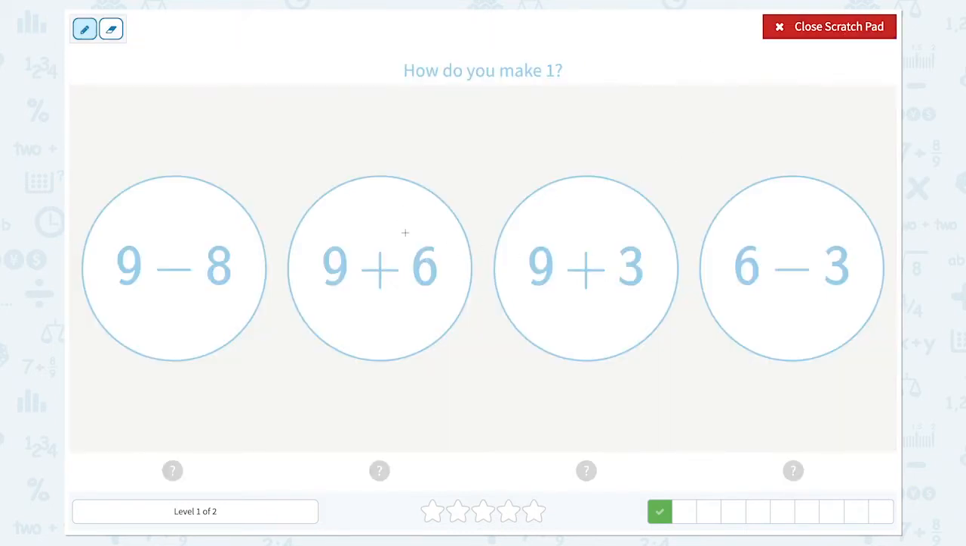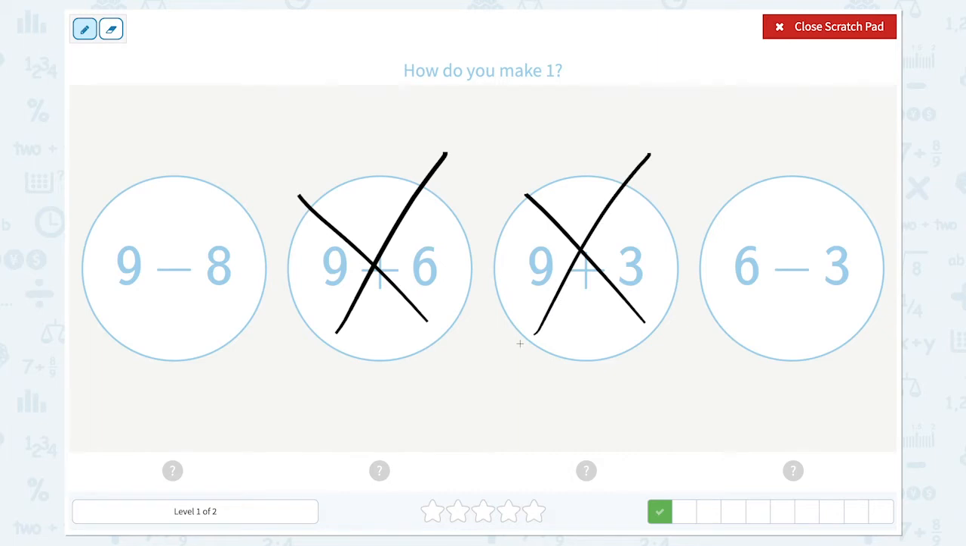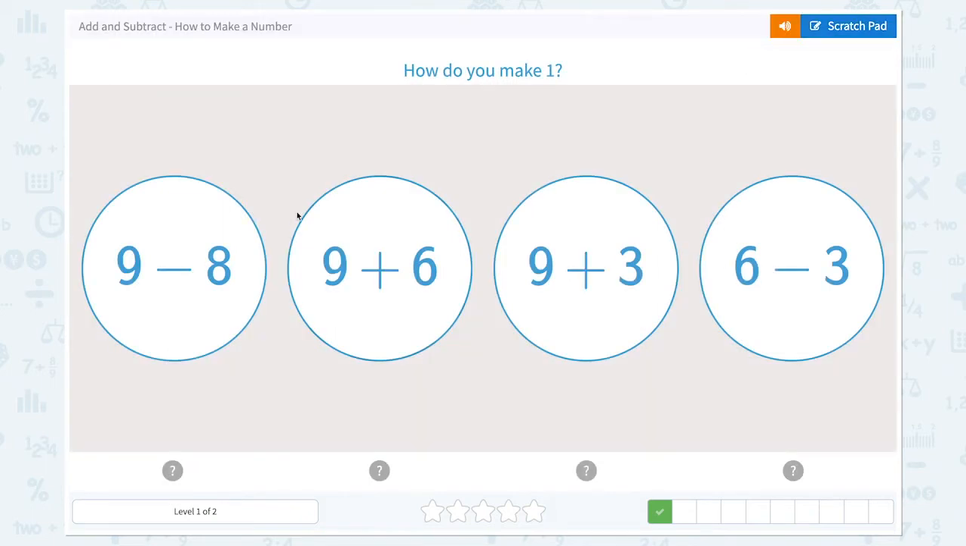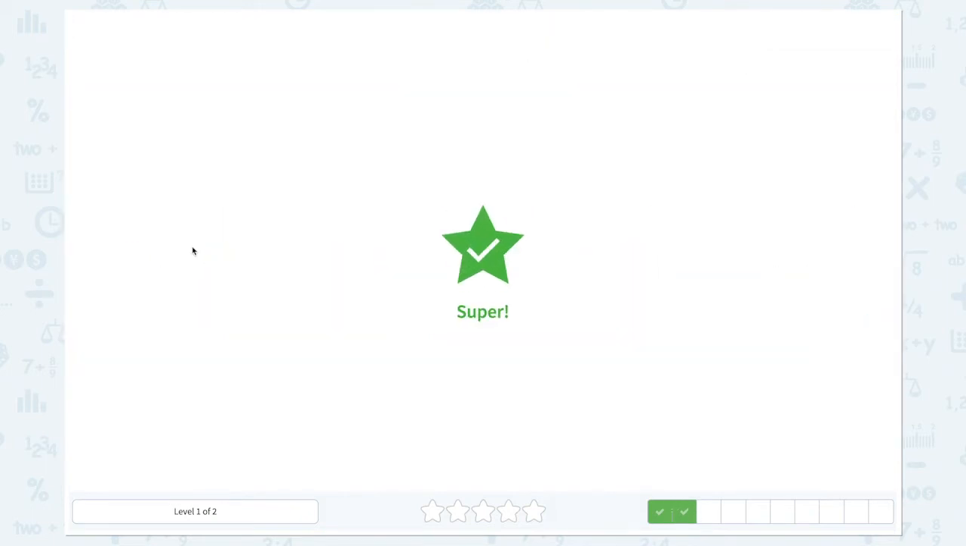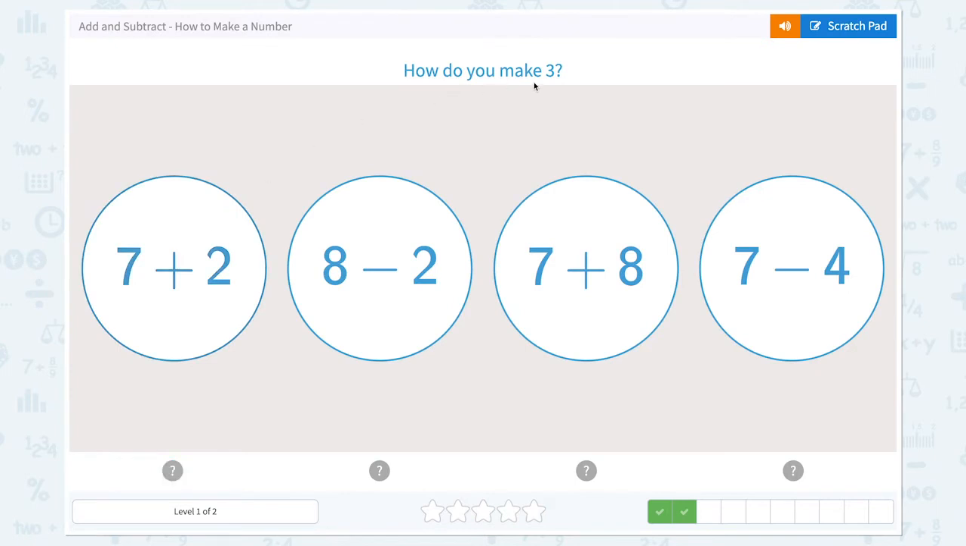Again, let's take out all these plus signs because this will never make 1. 6 minus 3 is equal to 3, so this is not the right answer. 9 minus 8 equals 1, so this is the right answer. Super! How do you make 3?